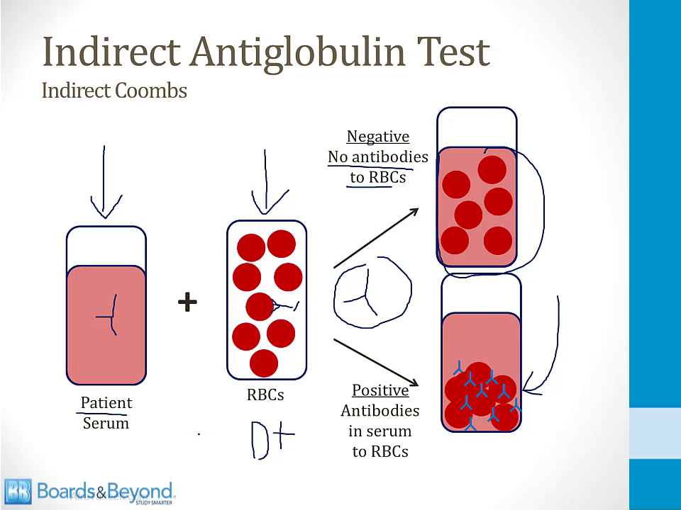And this is how you use the indirect antiglobulin test. It's often used to test patients' serum for antibodies against different types of red blood cells. You can use D positive red blood cells. You can also use other types of red blood cells with different surface antigens.